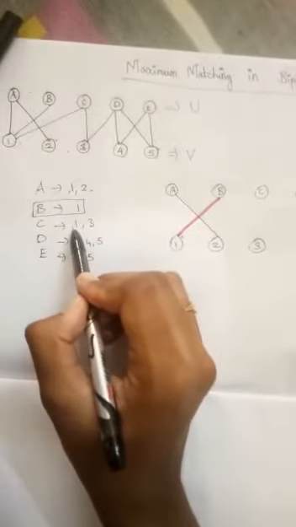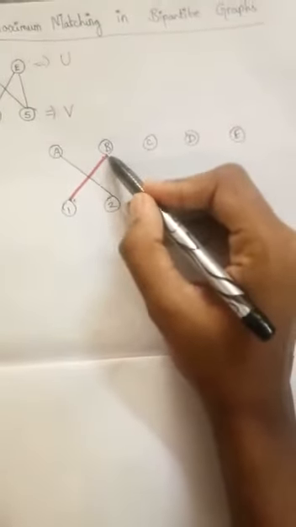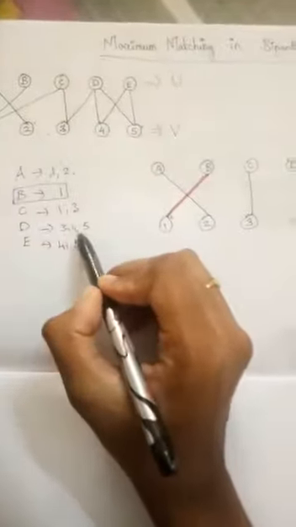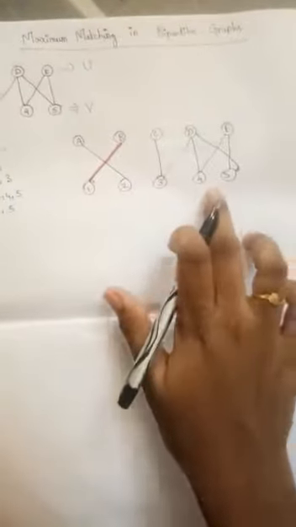Similarly, C is connected to 1 and 3, but C cannot be connected to 1 because 1 has already found its perfect match with B. So C is only connected to 3. Next, D is connected to 3, 4 and 5. E is connected to 4 and 5. So this is my redrawn bipartite graph.